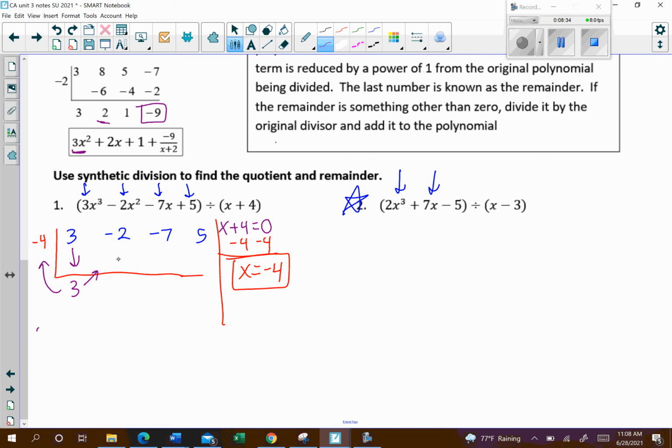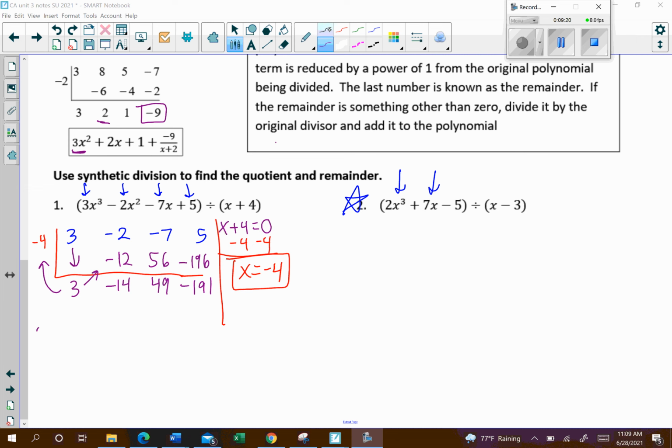So 3 times -4 is -12. -12 plus 2 is -14. -14 times a -4, so a negative times a negative, that'll come back as a +56. Okay, the number's getting kind of big. And then let's see, 56 plus -7 is 49. Okay, and then 49 times -4 is going to give us -196. And then we'll add that together, and that'll give us -191.